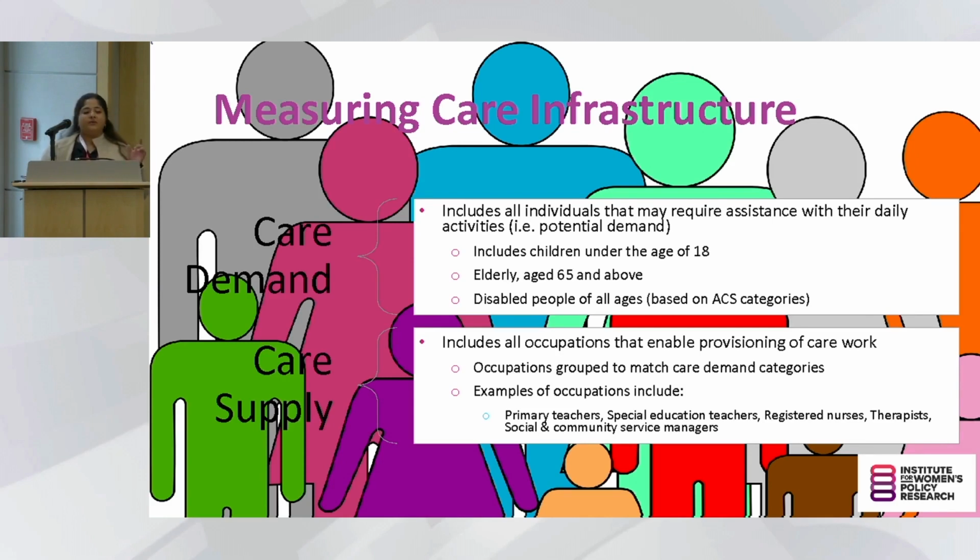Within care supply, we're essentially referring to occupations within the American Community Survey. The way those occupations are defined is in a broader sense. For example, we have registered nurses, therapists, and special education teachers. What we cannot derive from these occupations at this point is whether they are providing this service for a particular age group, for a particular category, or whether it is just broader.